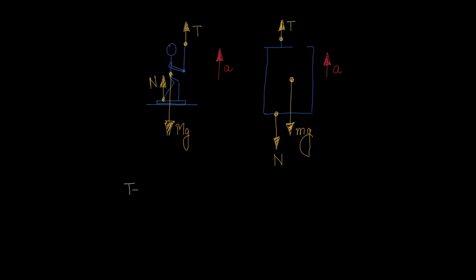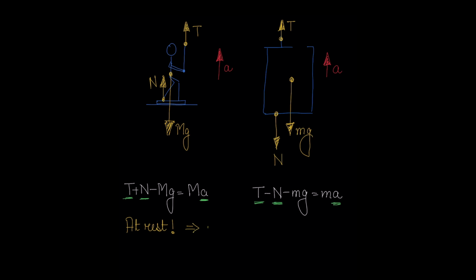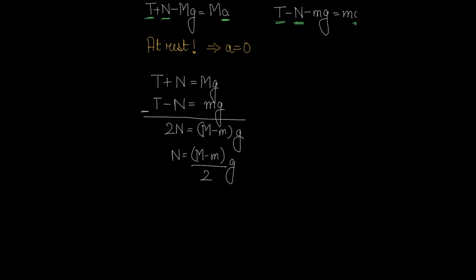Now we can apply Newton's second law. The sum of all forces equals mass times acceleration. Taking the upward direction as positive, we get these two equations. When the system is at rest, acceleration A is 0. Solving the two equations, we find N equals this expression.